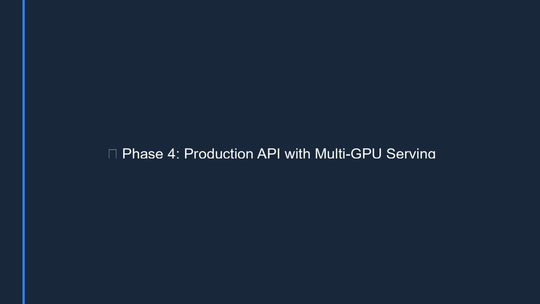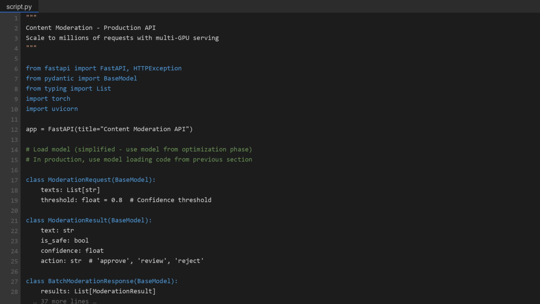Phase 4. Production API with multi-GPU serving. The FastAPI application wraps everything you've built into a production-ready HTTP service. Incoming requests carry a list of texts and a confidence threshold. That threshold is the caller's way of saying how certain the model needs to be before flagging something. The moderation function processes those texts in batches, returning for each one a safety verdict, a confidence score, and a recommended action. That recommended action is important.